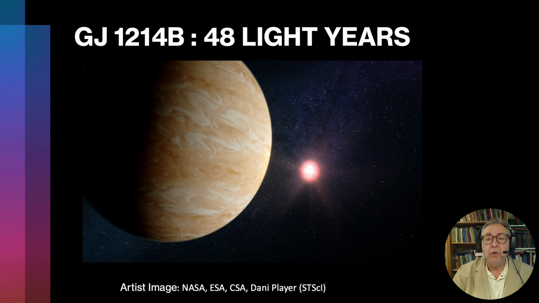GJ-1214b is a Neptune-like exoplanet that orbits a red dwarf star and is one of the most studied exoplanets. It is 8 times the mass of the Earth and orbits once every 1.6 Earth days. Its atmosphere contains water and methane, and it reflects a significant amount of light from its host star.